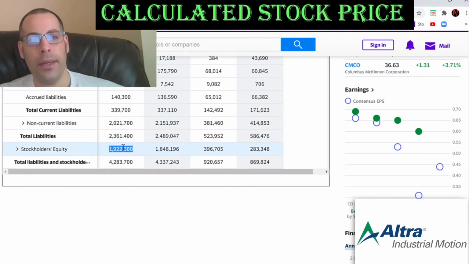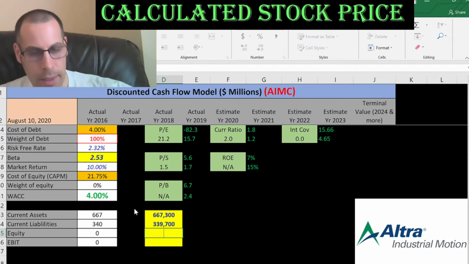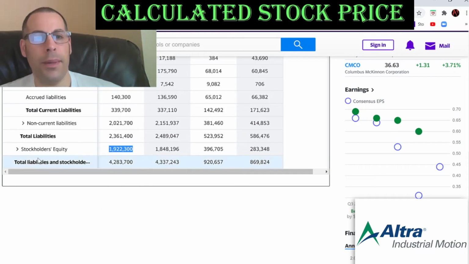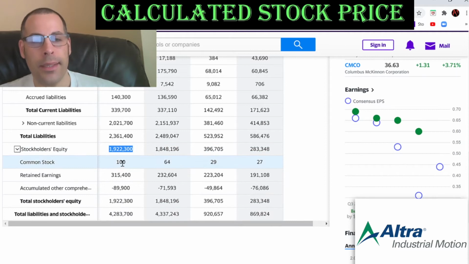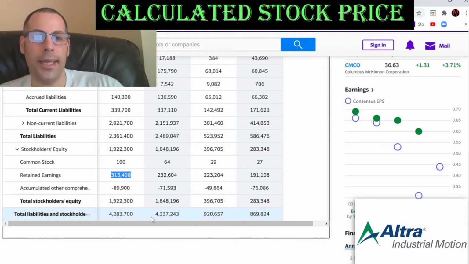Let's look at our equity, that's $1.9 billion. Equity is total assets minus total liabilities. That's the value of the company according to the balance sheet. That's $100,000 of common stock, $315 million of retained earnings. Retained earnings are the earnings that are left over after a company pays its dividends. So it's the money it has to grow its business or pay down its debt.